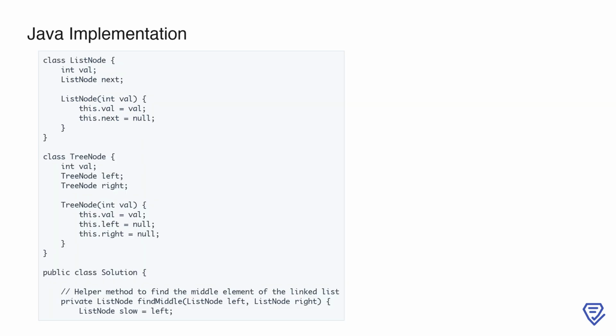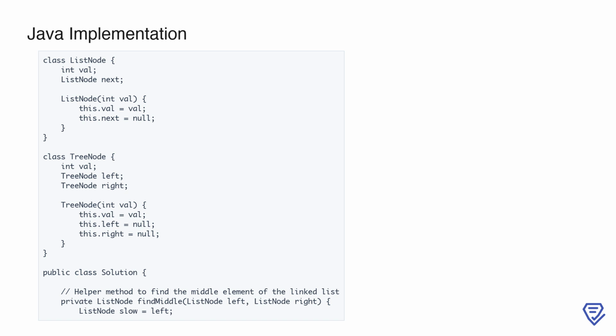Here, we begin by defining 2 essential classes, ListNode and TreeNode. The ListNode class represents a node in the singly linked list, where each node contains an integer value and a reference to the next node. Similarly, the TreeNode class represents a node in the binary search tree, with an integer value and references to the left and right child nodes. Both classes include constructors to initialize their respective values and set child references to null by default.